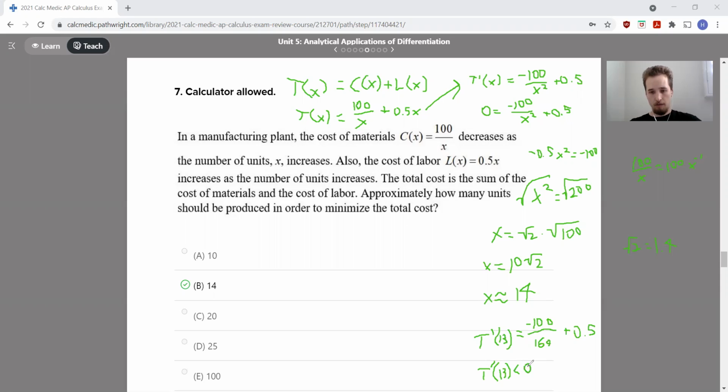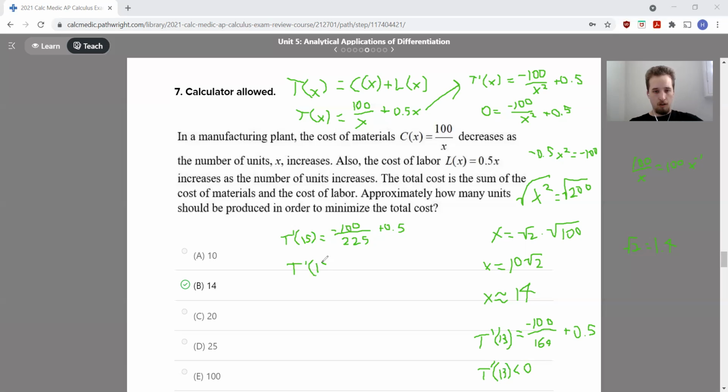Okay, which is a good start. Then we can plug in t prime of 15. Which is negative 100 over 15 squared, which is 225, and again, plus 0.5. Well, you can see from here, 100 over 225 is less than 1/2, so t prime of 15 is greater than 0.